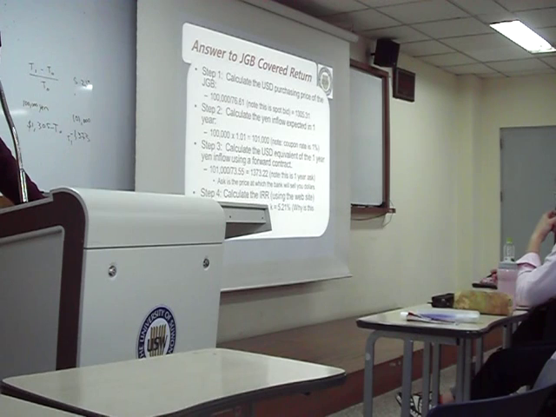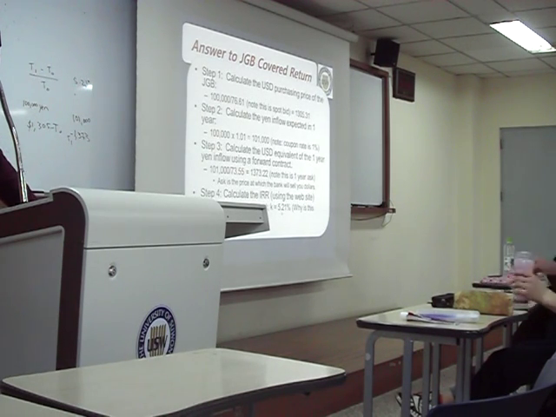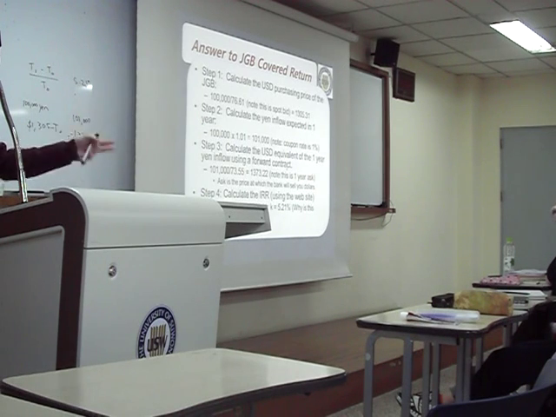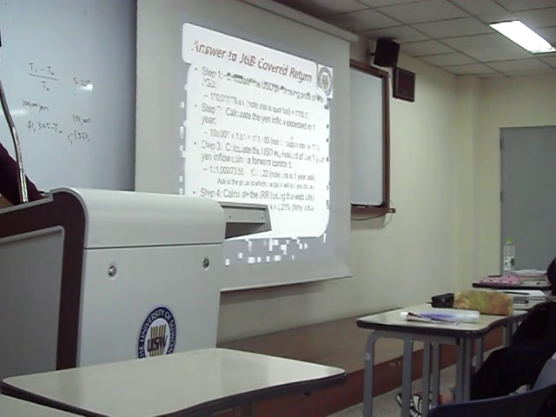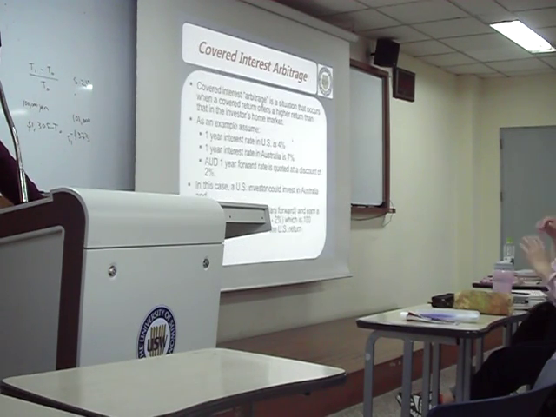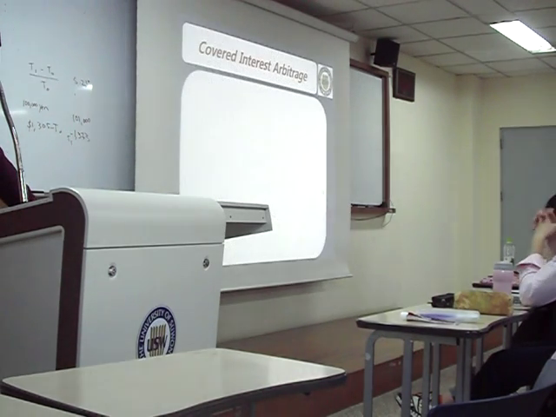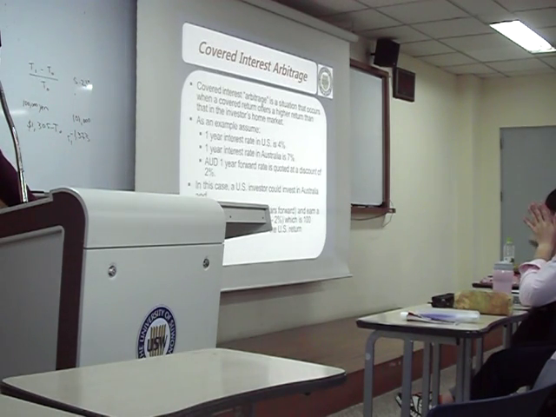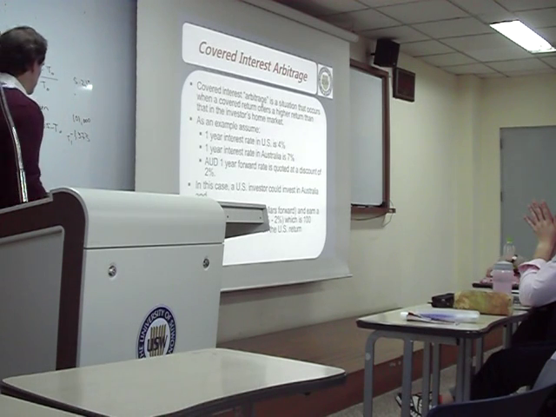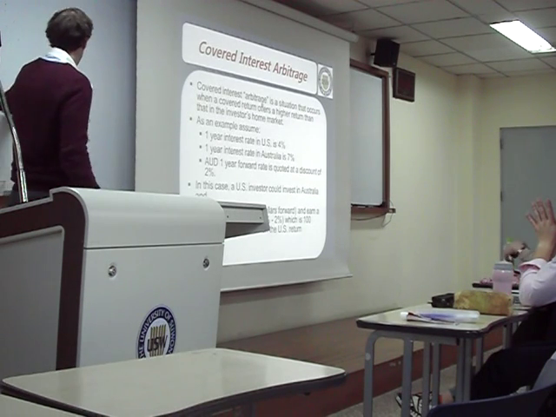Which one, in this case, are you going to prefer to invest in? The US one or the Japanese one? Japanese one, right? You have covered return. You're sure to get that return, 5%. So there is an idea of arbitrage. Arbitrage means there is some unequal situation where you can get some advantage. So, you don't usually have arbitrage.